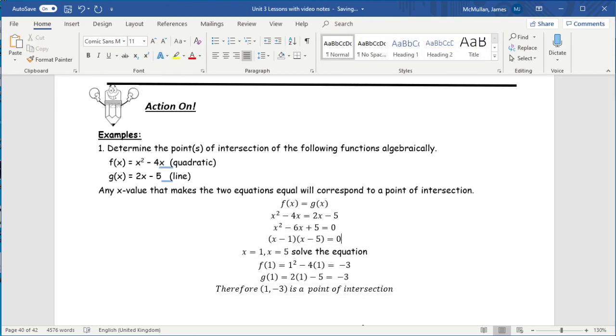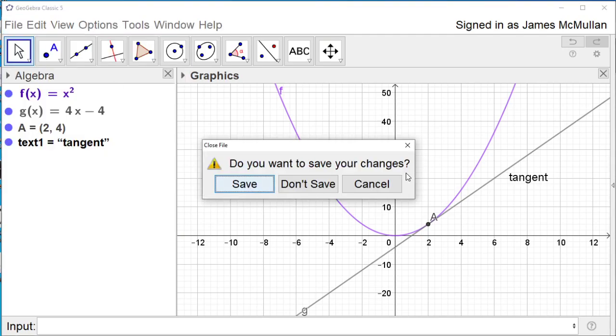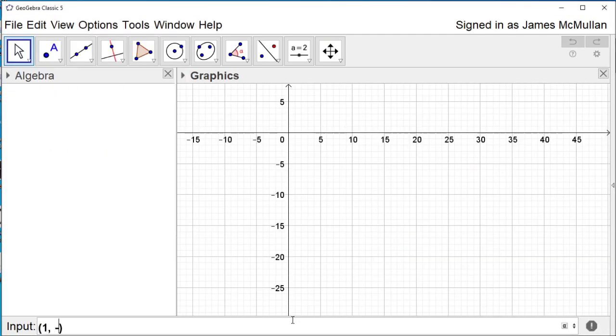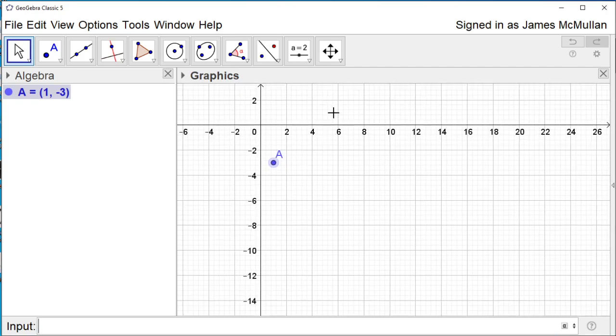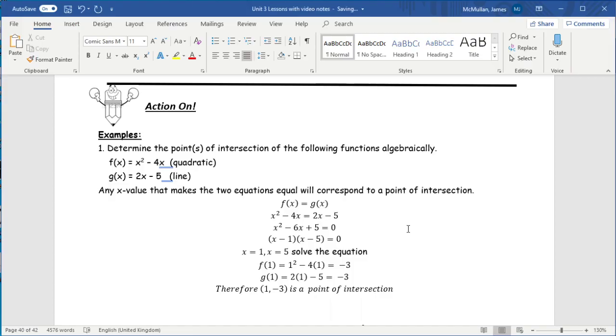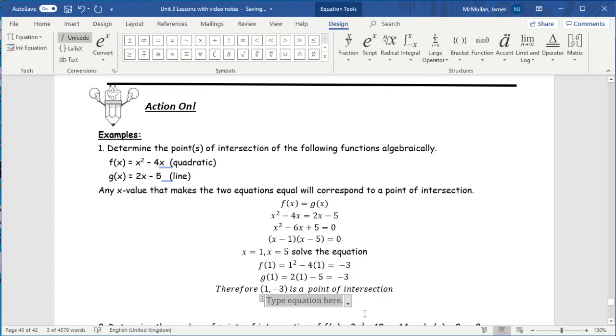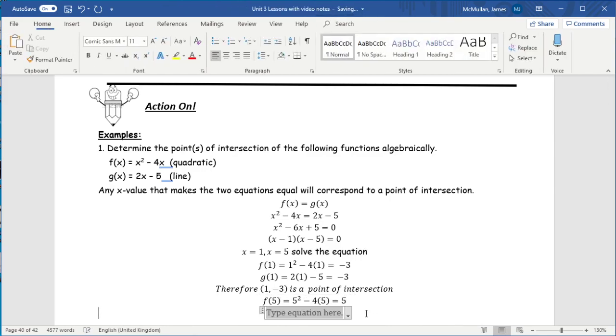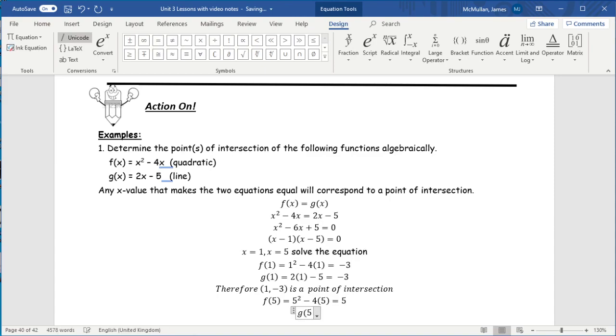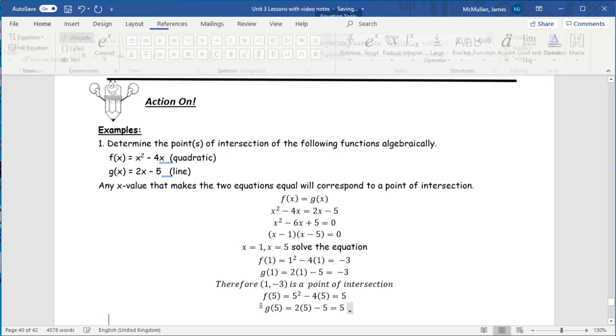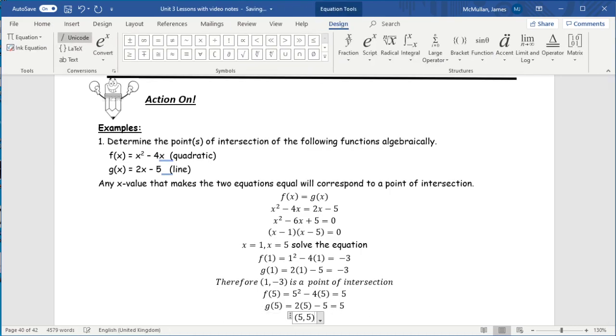If I draw that here, let's just go back, and I'm expecting these two things to run through one another at (1, -3). It should be one place where they go through each other. The other place they should go through each other is at f of 5, which is equal to 5 squared minus 4 times 5, which is 25 minus 20, or just 5. G of 5 is 2 times 5, take away 5, which is 10 take away 5, which is also 5. Therefore, (5, 5) is a point of intersection.